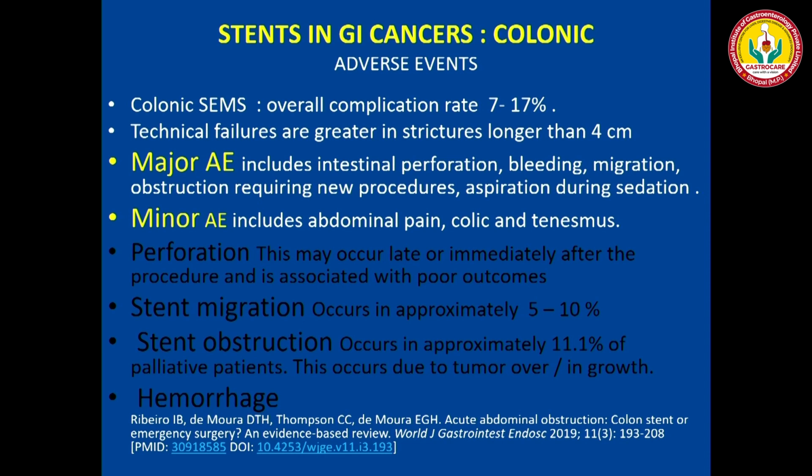It is important to remember that in colonic malignancy, if you place a stent, the complication rates are higher than those of esophageal malignancy. Complication rates are 7 to 17%, and technical failure is higher if the stricture is longer than 4 centimeters. The major adverse event which can happen is colonic perforation. These patients are already very sick and morbid, so this can be a fatal event in these patients.